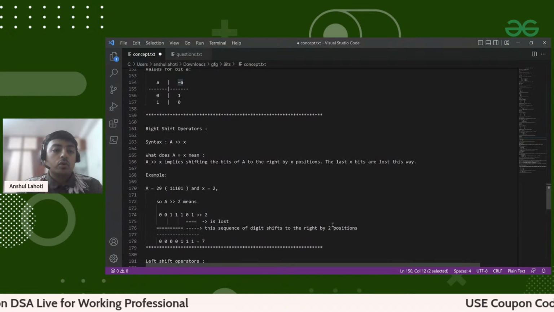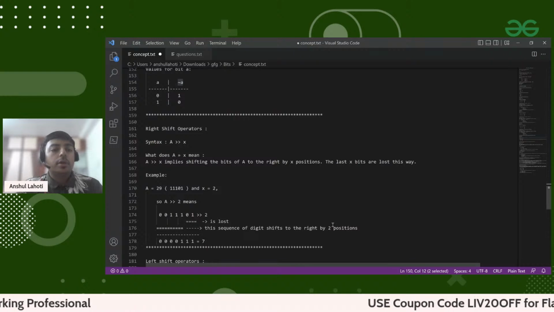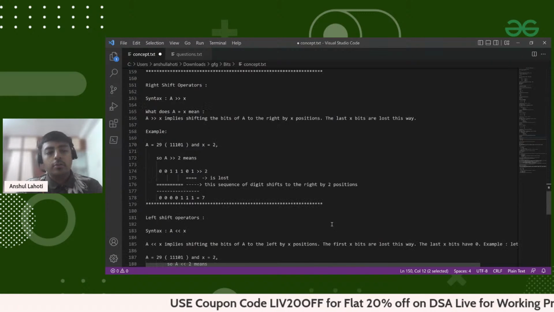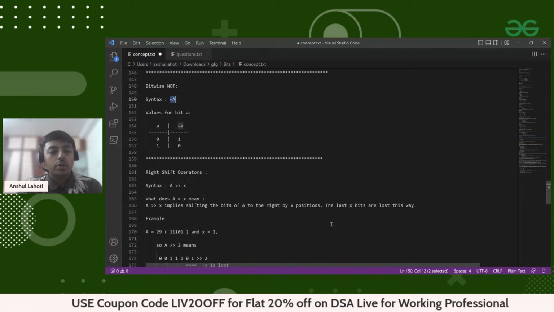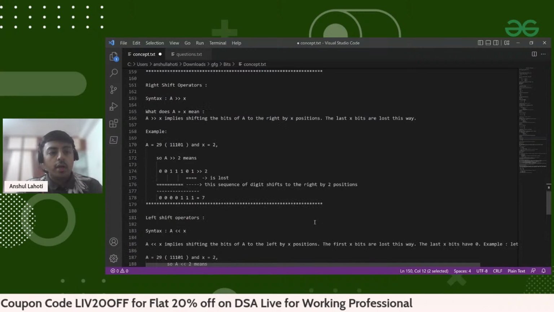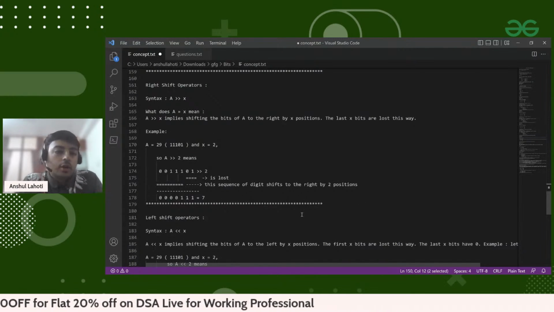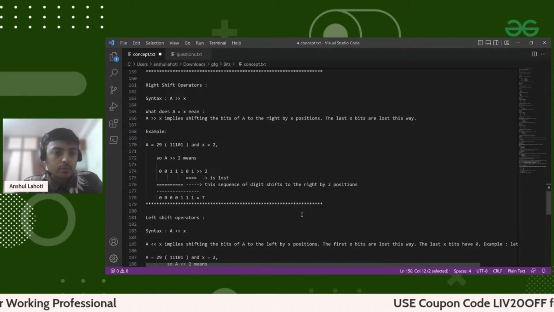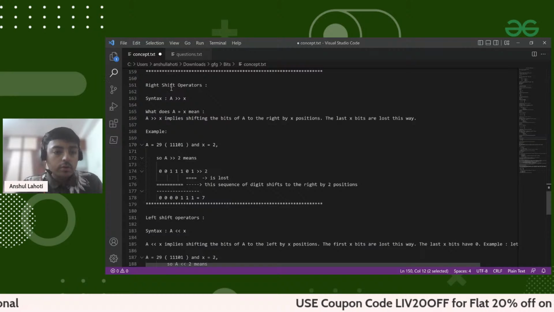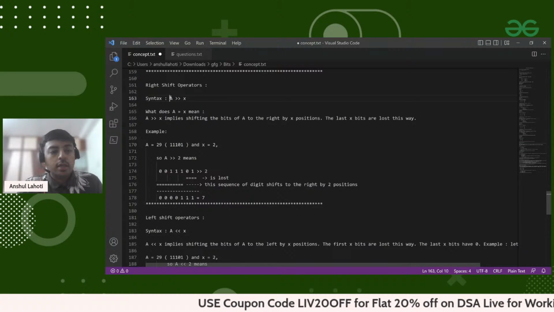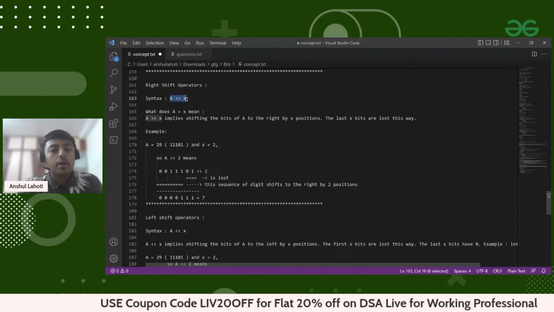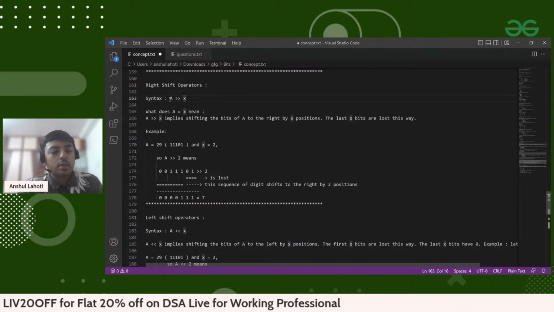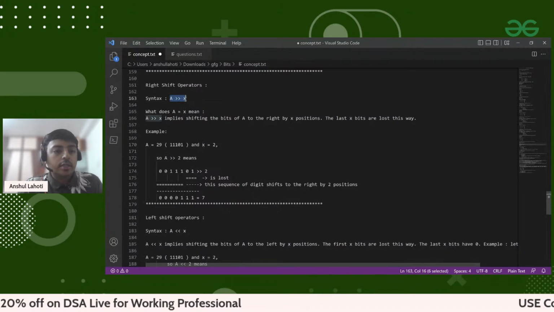So this is about the bitwise operators. Now we will see the two important operators which we will use in code. One operator is the right shift operator, whose syntax is a, then two greater than signs. This is the right shift operator syntax.